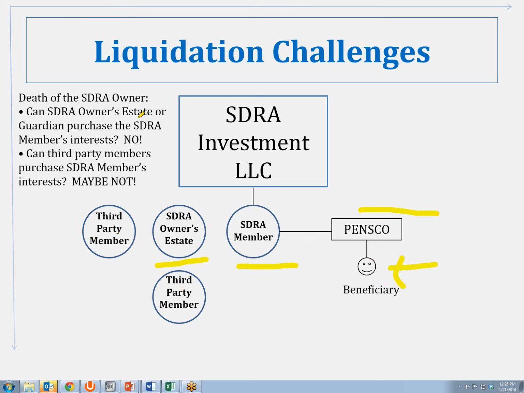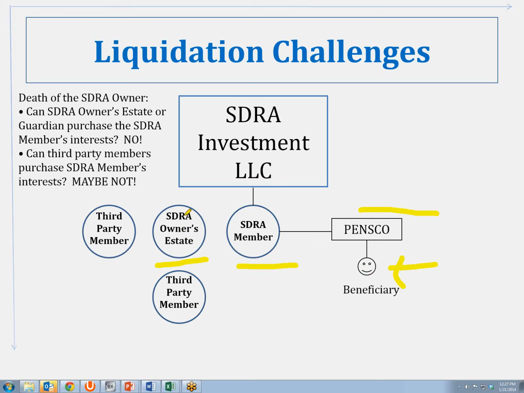So what happens then is that we have to sell the self-directed retirement account member's interest. That's the IRA's interest in the LLC. So can the self-directed retirement account owner's estate buy it? Well, the answer to that is no, because it's an estate for the benefit of people who are disqualified, typically the beneficiaries of the IRA, or it might be other family members, but typically that's a trust or an estate for the benefit of more than 50% of people who are disqualified persons.